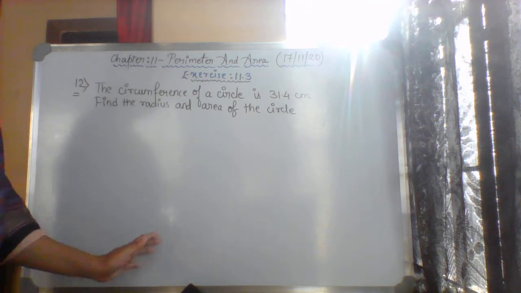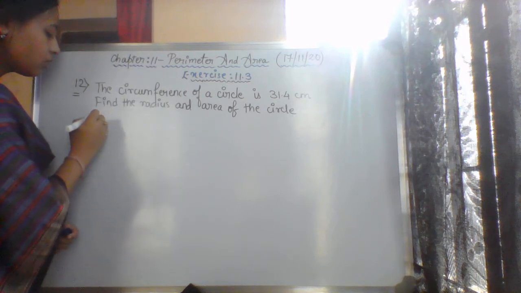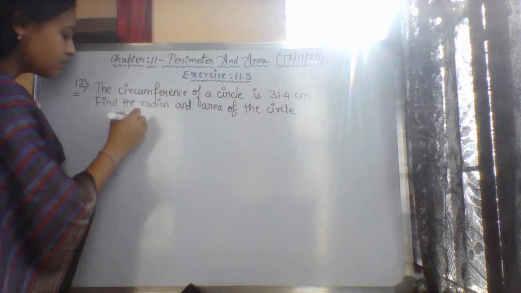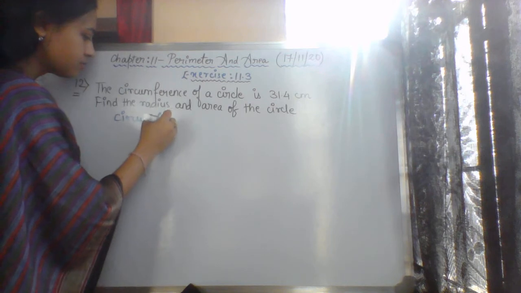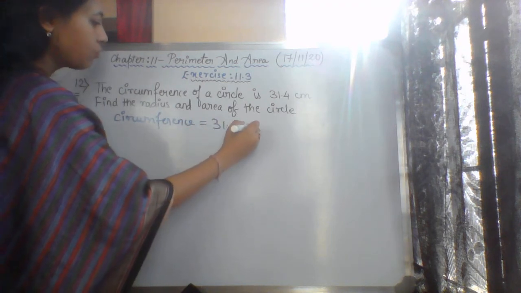So the perimeter or circumference is given. I can write down the given part: circumference equals 31.4 centimeter.